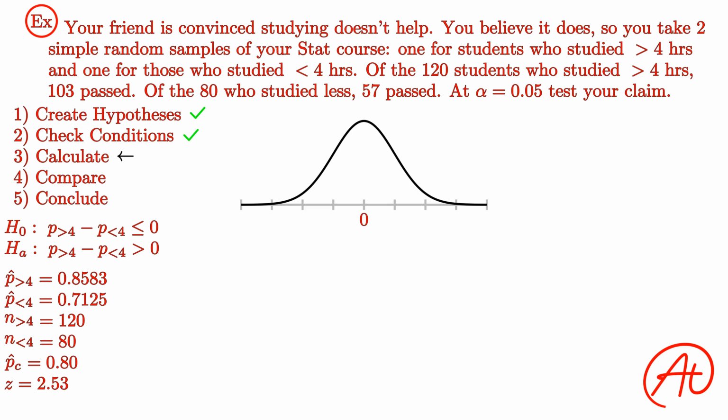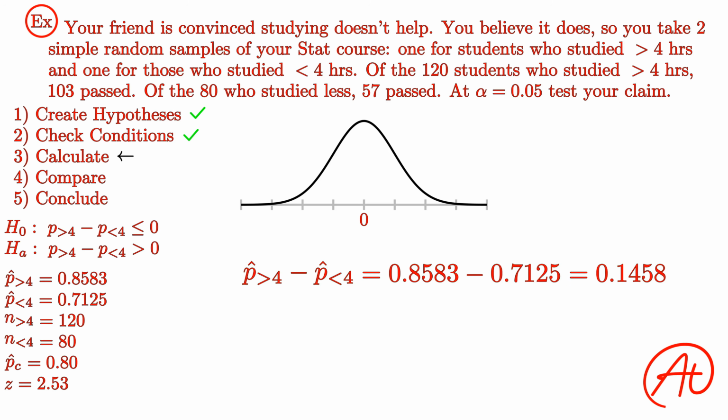As I mentioned, our normal distribution is centered at the assumed difference in proportions of 0. However, when we collected data on our samples, we found that the proportion of sampled students who studied more than 4 hours and passed their final was 0.8583, and the proportion of sampled students who studied less than 4 hours and passed was 0.7125. This is a difference of 0.1458, and let's say that is somewhere like here on the distribution. It's obviously greater than our assumed difference of 0, so that gives us some evidence for our claim, but this could have also just happened by chance based on the students we sampled.